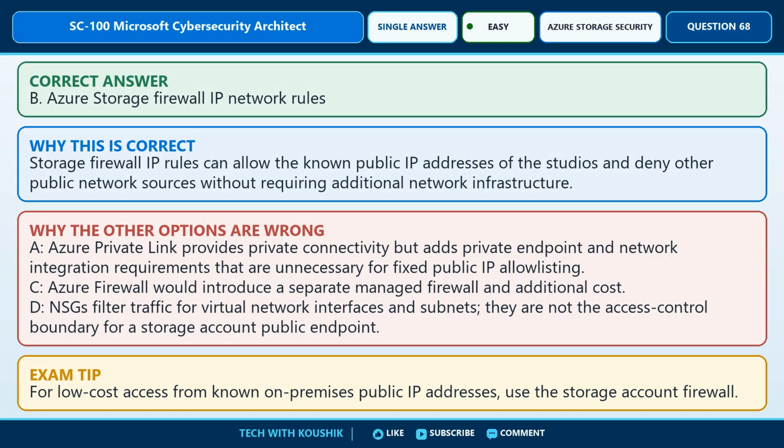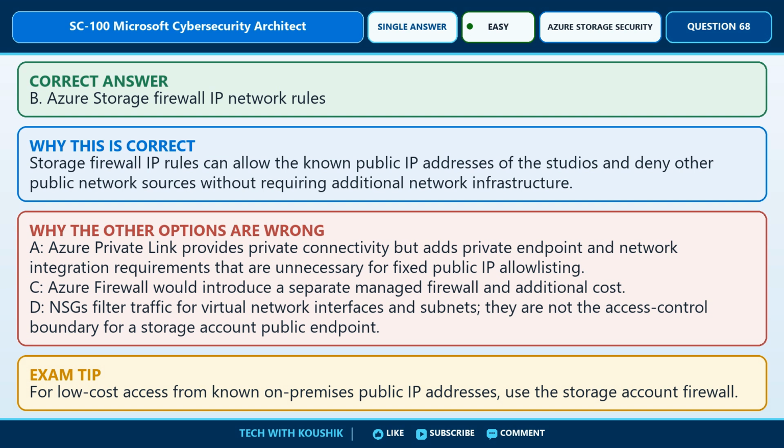The correct answer is option B, Azure Storage Firewall IP Network Rules. Here's why. Storage Firewall IP rules can allow the known public IP addresses of the studios and deny other public network sources without requiring additional network infrastructure. Why are the other options not correct?